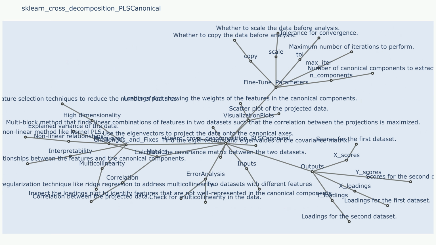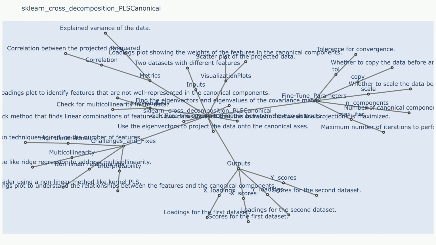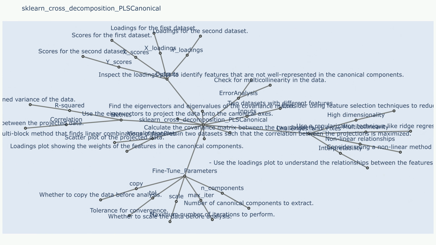Challenge 2: the data may be nonlinear, which can lead to poor performance. Sample use case that resulted in Challenge 2: a dataset with a nonlinear relationship between the two sets of variables. Fixes to Challenge 2: use a nonlinear method, such as kernel canonical correlation analysis. Apply a nonlinear transformation to the data before performing the analysis.